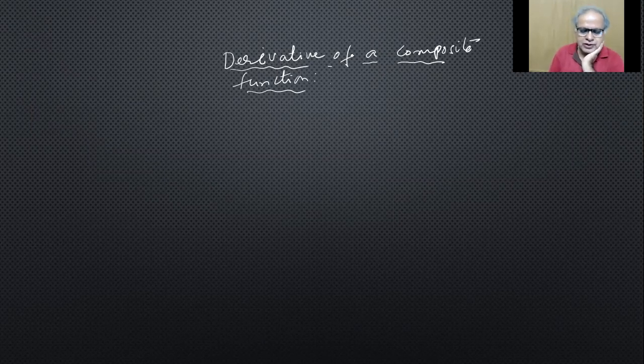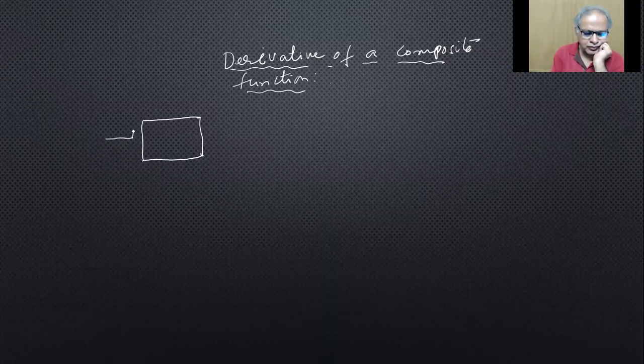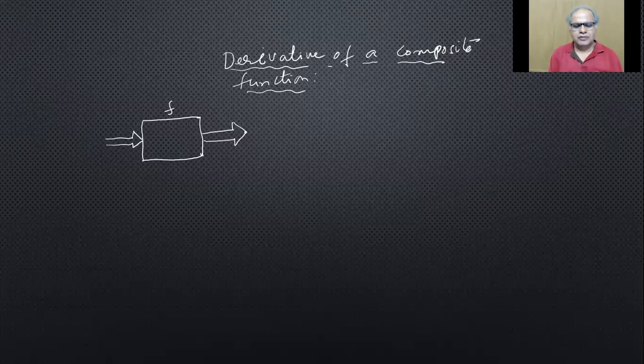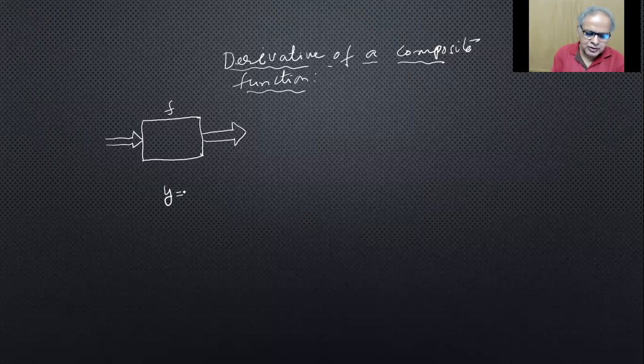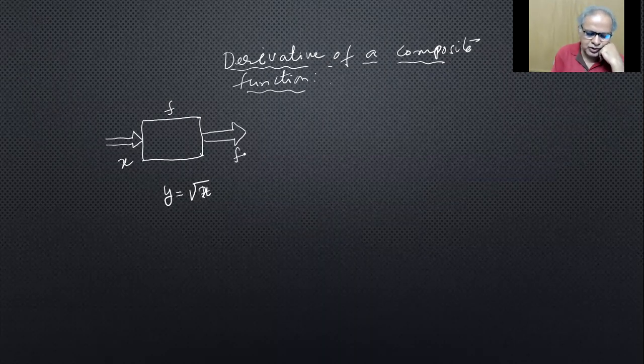Until now, we were dealing with one function. What is one function? We said a function is like a box. Some input you give, the function does something here and gives out an output. For example, if y equals root of x, this y is also called f of x, we know. The x is the input, y is the output.